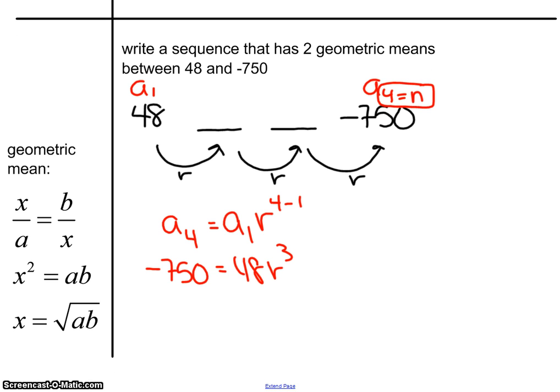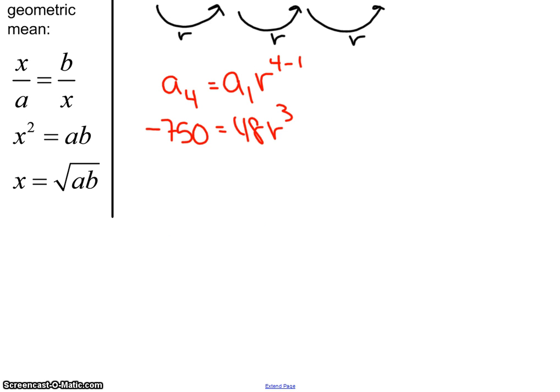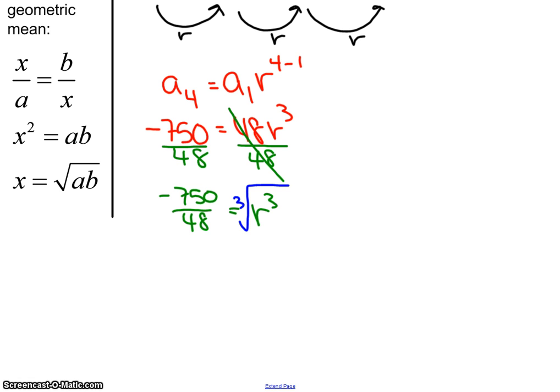Okay. Now, when I go into solving this, what I'm going to do first is get that r by itself. Now, I know that this -750 over 48 can be simplified, but I'm not going to right now. I'm going to wait until I punch stuff into my calculator. To undo a cube root, or a cube, we need to use the cube root.